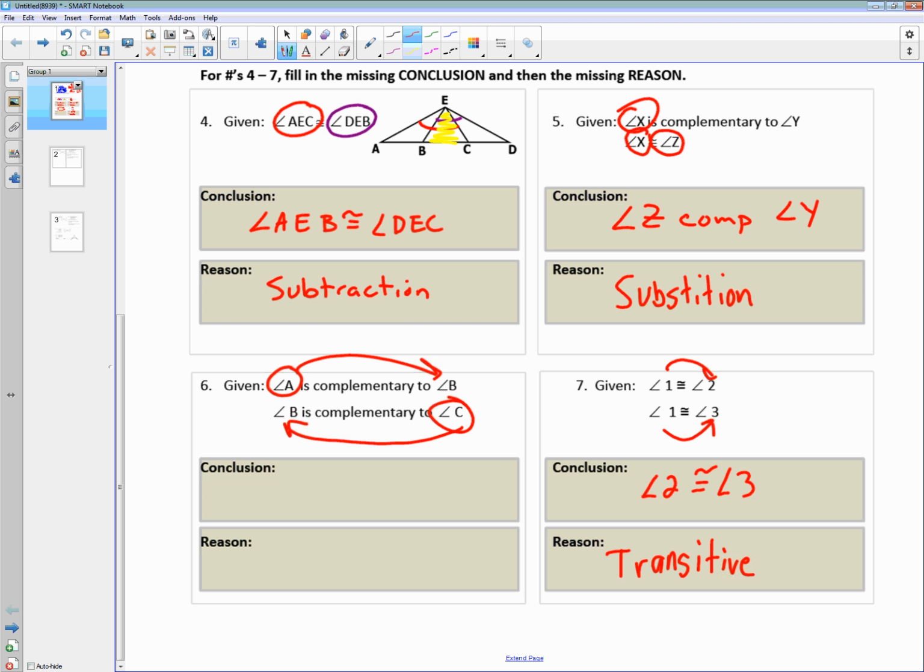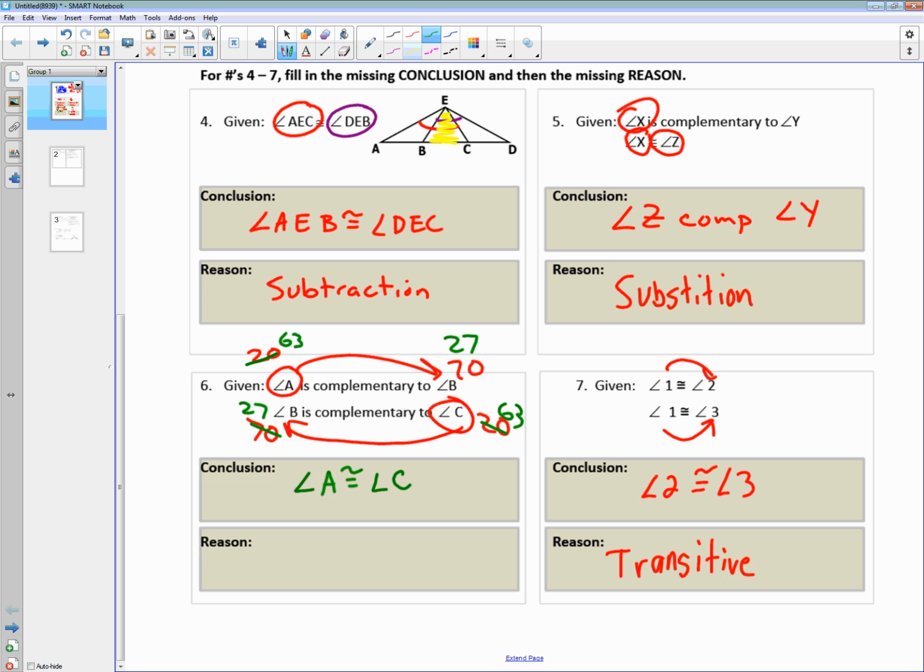But really, if A is complementary to B, if I just pick some numbers here, like let's say A was 20, that would make B 70, and its complement C would be 20. So 20 is congruent to 20. This example is going to work for any number. Let's say we went with 63 and 27. The math would work out to 27 and 63. In either case, A is always coming out congruent to C.